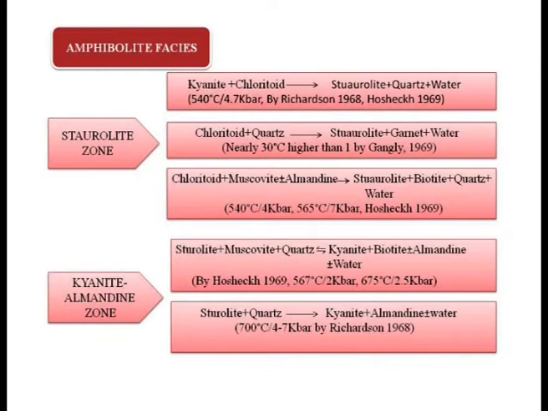The next reaction is chloritoid plus muscovite plus minus almandine give rise to staurolite plus biotite plus quartz plus water. The reaction was carried out by Hoschek in 1969 and Richardson in 1968 at 540 degree centigrade 4 kilobar, 565 degree centigrade 7 kilobar.